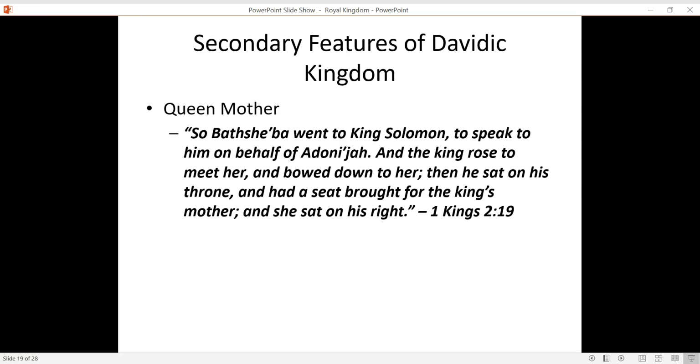Then he sits on his throne and he brings out a seat designated for his mother. And she sits at his right, which is a position of royal authority and power, not in conflict with the king, but almost complementary to the king. The question is, why isn't it his wife, the queen? Why is it the queen mother and not King Solomon's wife? A few reasons.